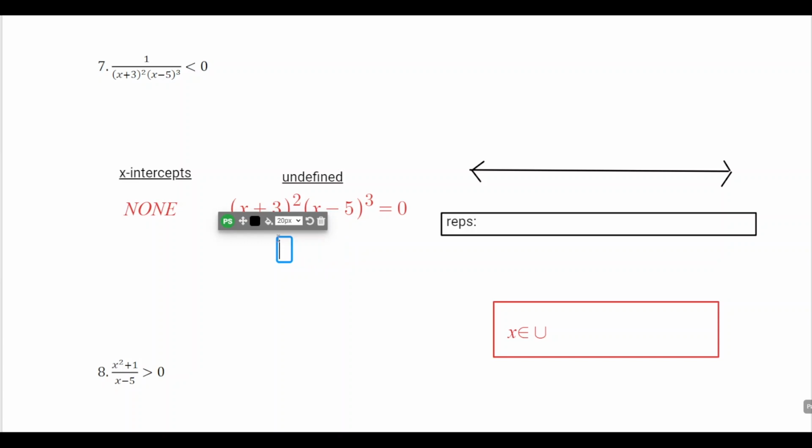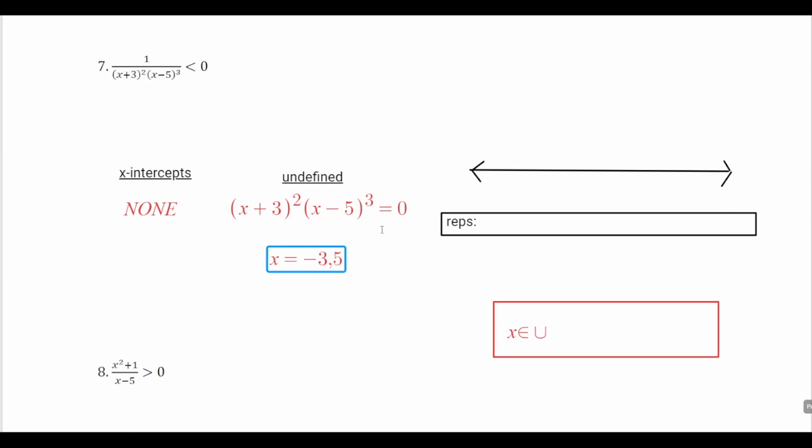The -3, oh, we switched over to black all of a sudden, okay. Let's try to fix that. There we go. Oh, nope. Here we go. X equals -3 and x equals 5.